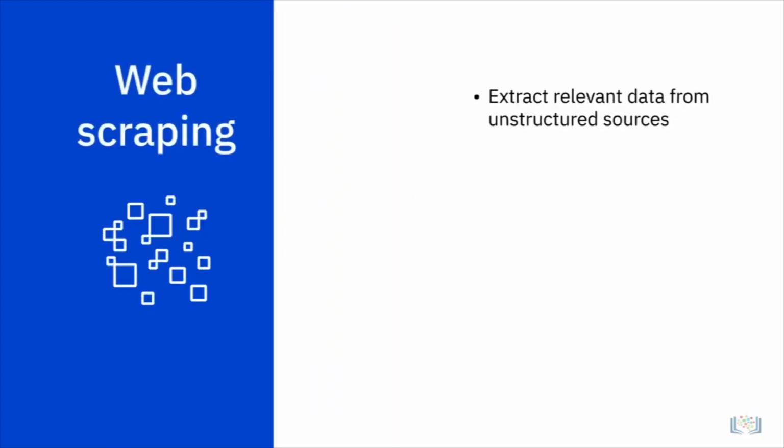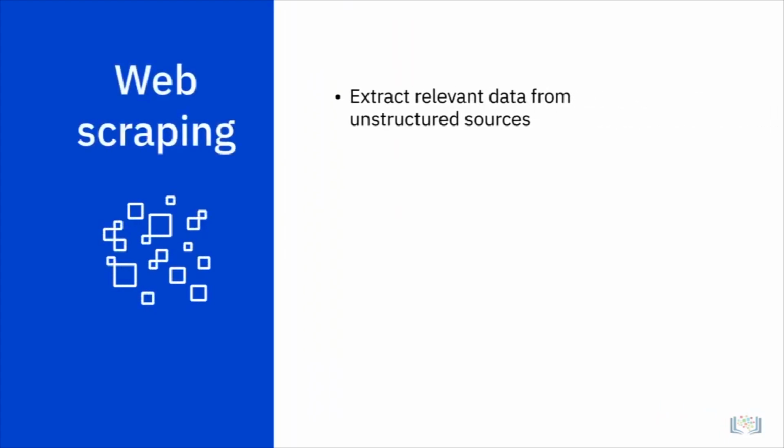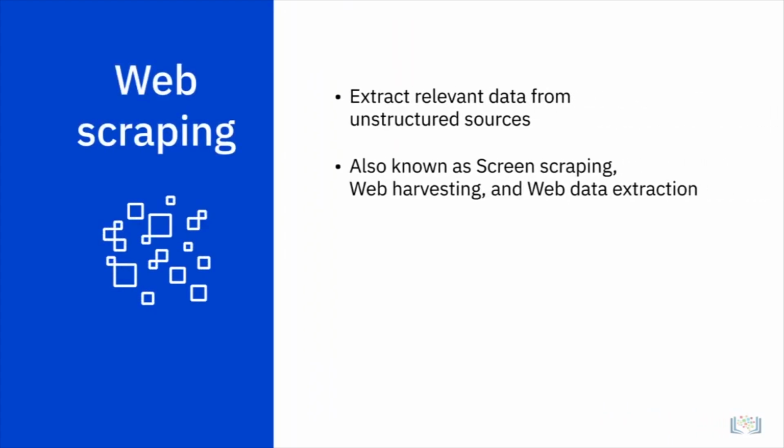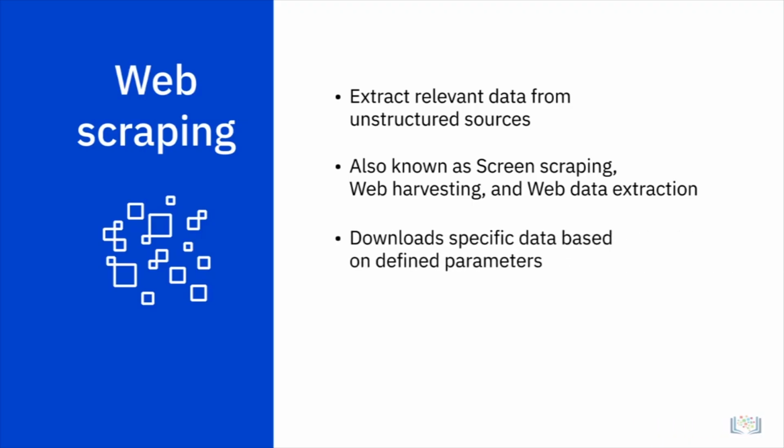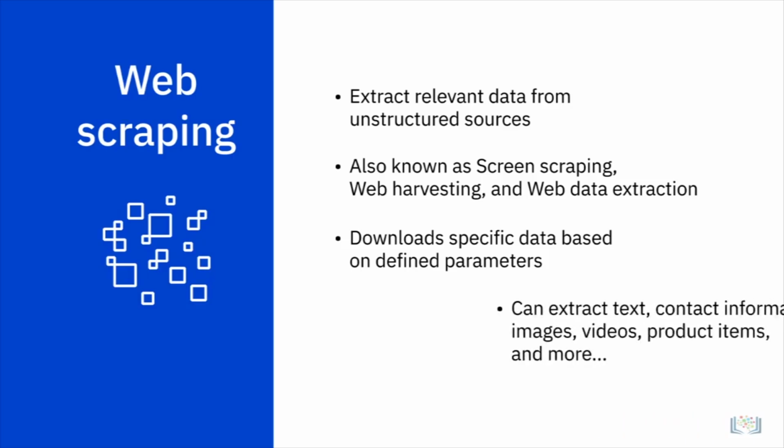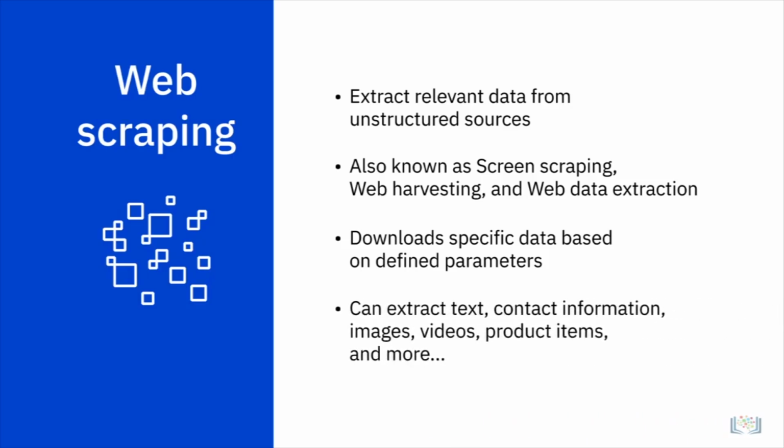Web scraping is used to extract relevant data from unstructured sources, also known as screen scraping, web harvesting, and web data extraction. Web scraping makes it possible to download specific data from web pages based on defined parameters. Web scrapers can, among other things, extract text, contact information, images, videos, product items, and much more from a website.